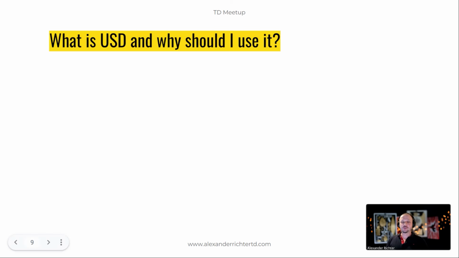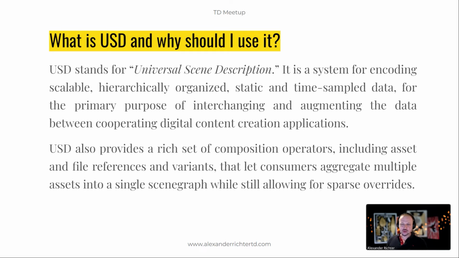The big question that we want to answer here is, what is USD and why should I use it? I was asking myself this question, and this is what I got from the official website, and I will just read it so we are on the same page. USD stands for Universal Scene Description. It is a system for encoding scalable, hierarchically organized, static, and time-sampled data for the primary purpose of interchanging and augmenting the data between cooperating digital content creation applications. USD also provides a rich set of composition operators, including asset and file references and variants, that let consumers aggregate multiple assets into a single scene graph while still allowing for sparse overrides.